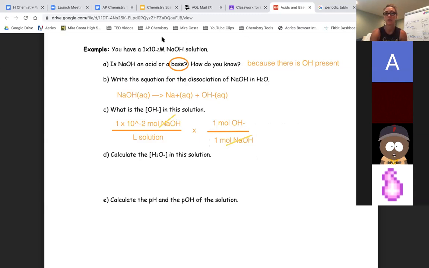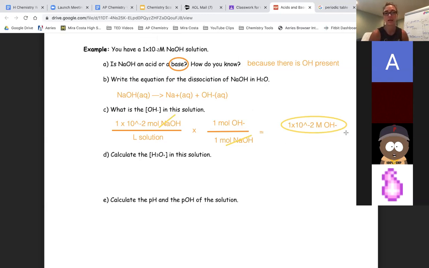And I end up with my answer, which is 1 times 10 to the negative 2 moles of hydroxide per liter, which basically means molar, right? And that's my hydroxide ion concentration. Okay, 1 times 10 to the negative 2 molar is my hydroxide ion concentration, moles per liter. Okay, there you have it.